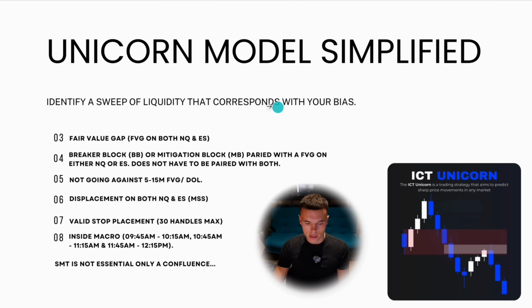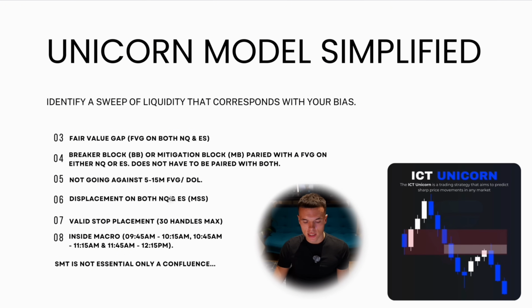Number 1 is bias, number 2 is sweep liquidity, number 3 is a fair value gap on both NQ and ES. Another thing that you must see is a displacement on both NQ and ES. A body candle closure below the previous short-term low or high, depending if it's a long or a short position, is what you want to see in order for the trade to be a valid displacement on both NQ and ES.